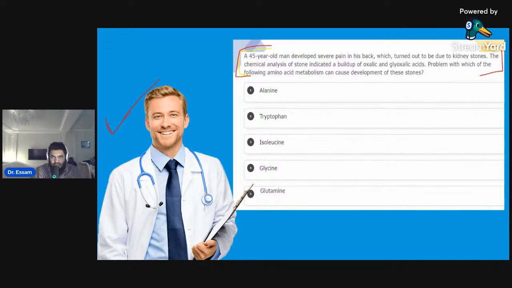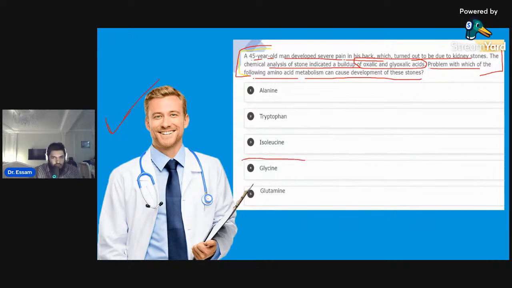So, what is the case? A 45-year-old man developed severe pain in his back. And the question itself is saying that it was due to kidney stones. Also, the question is saying that the analysis of the stone indicated oxalic and glyoxylic acid. So, everything is mentioned in the question. Only what they're asking is which of the following amino acid metabolism problems can cause these stones.